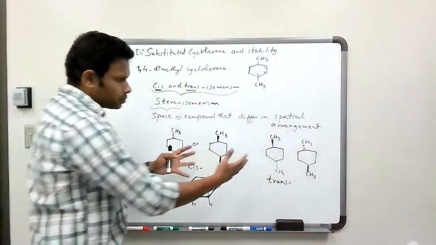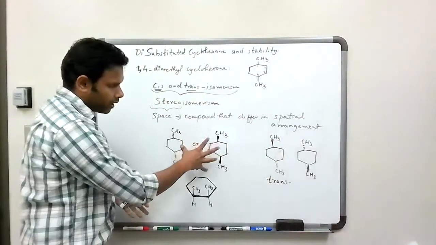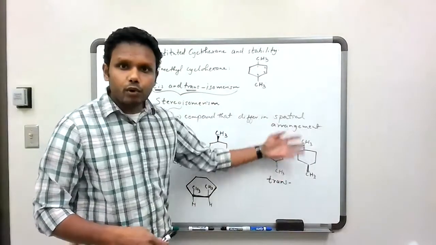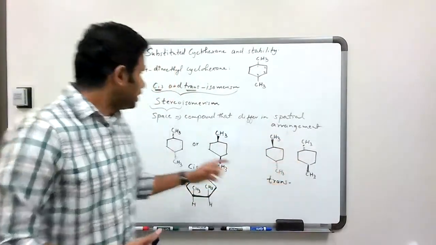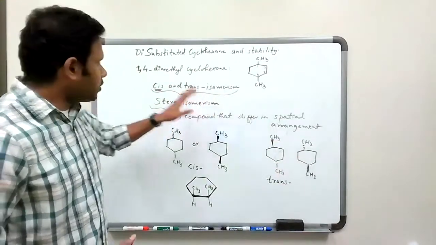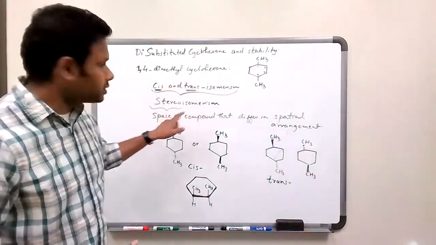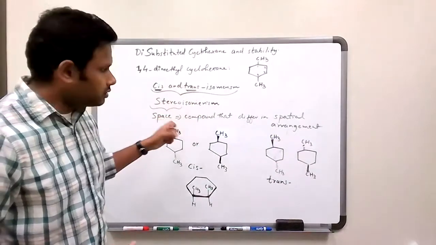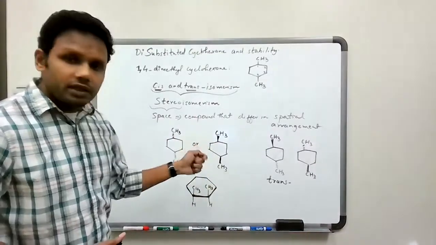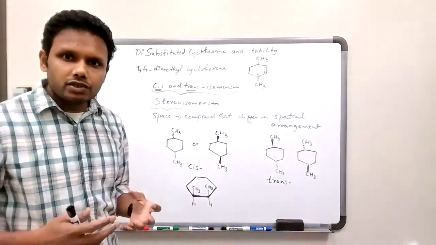So these two sets of molecules, when you have the methyls pointing in the same direction versus methyls pointing in opposite directions, are called cis-trans isomers, or more specifically cis-trans stereoisomers, because they do not have a difference in connectivity. The only difference is in spatial arrangement.